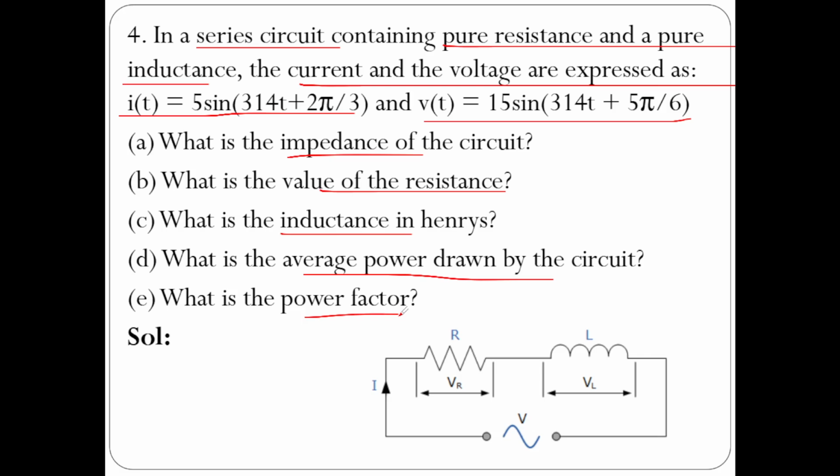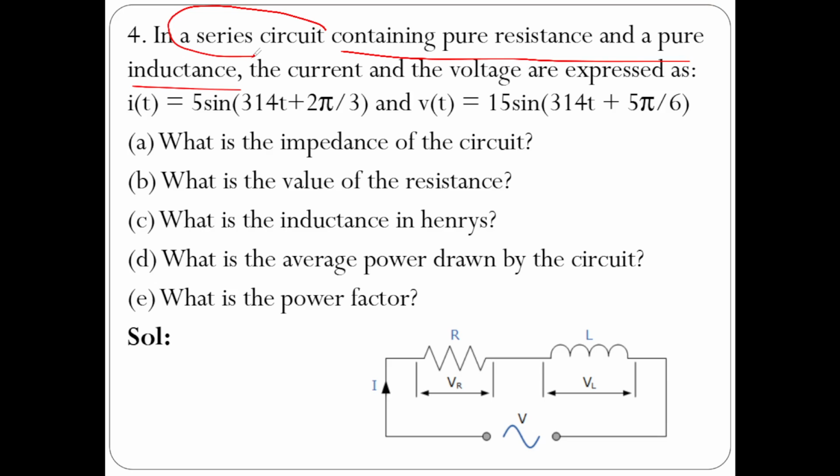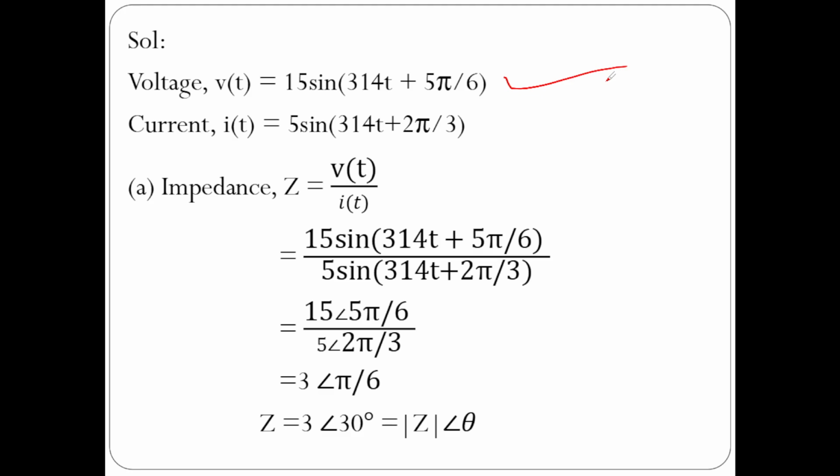They have mentioned it is a pure resistance and inductance circuit, so I have drawn here a resistor and an inductor connected in series. It is a series circuit, that's what is mentioned in the question. So voltage and current equations are given. This is our voltage equation: V of t equal to 15 sin (314t plus 5 pi by 6), and I of t is 5 sin (314t plus 2 pi by 3).